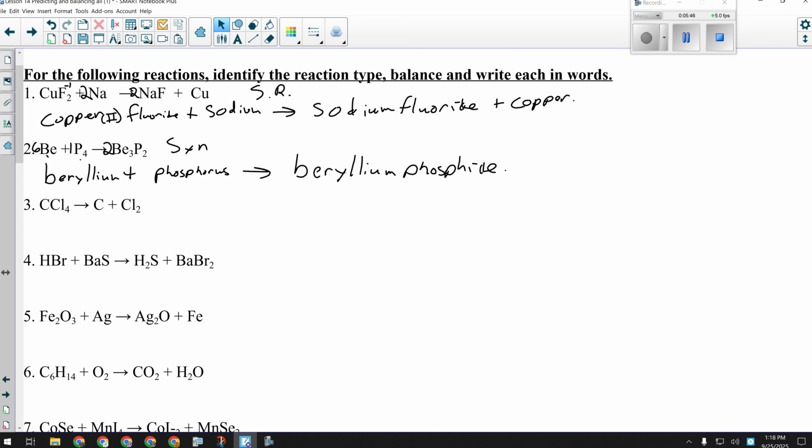Okay, number 3. My reactant is one single compound. What's the only type that starts with one reactant? Decomposition. Okay, so in this decomposition reaction, I've got carbon tetrachloride. Have we had a lot of reactions with molecular elements in them lately? Okay, so something to be on the lookout for, right? We got to remember, I got to use prefixes here. So carbon tetrachloride is going to break down into carbon and chlorine.